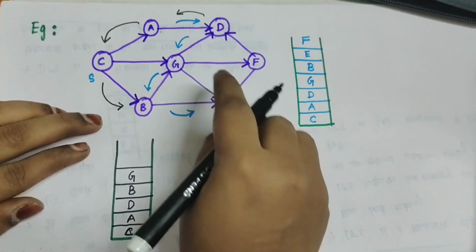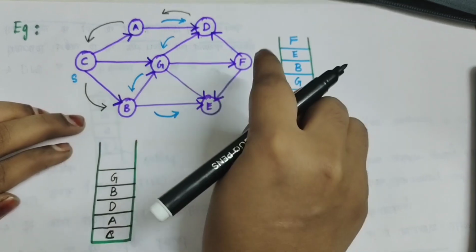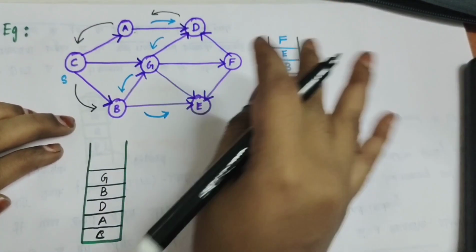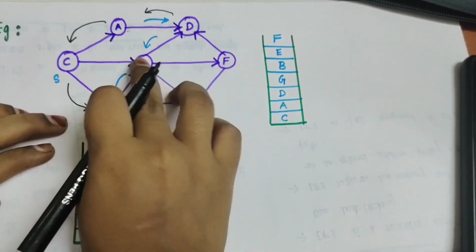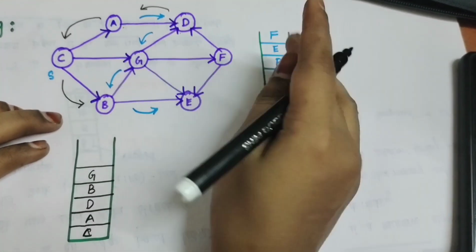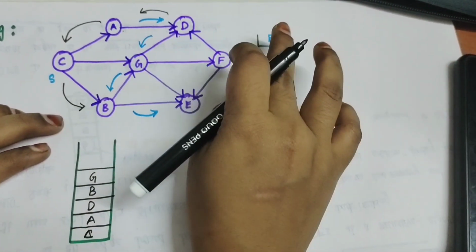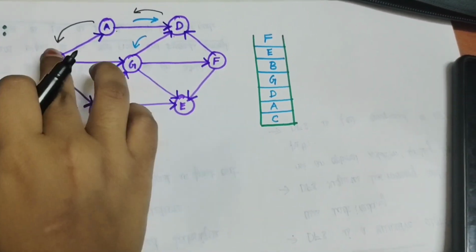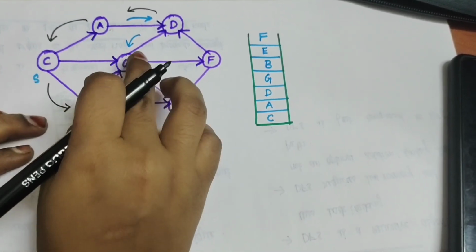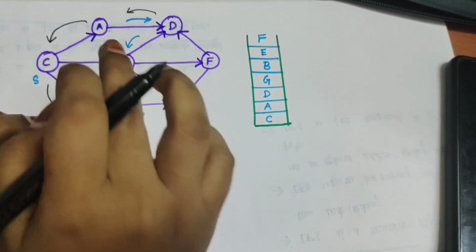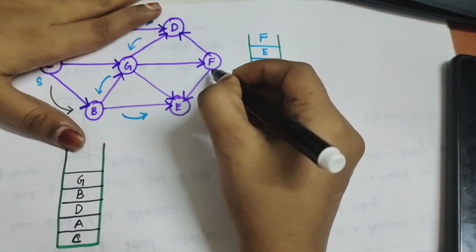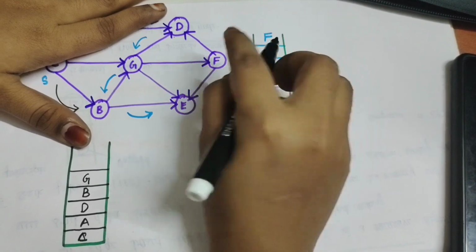So from G, again we have to see adjacent vertices which are pointing outwards from G. D is pointed out, F is pointed out, E is pointed out. But D is already a visited node, so we can't take it. And C and B are also adjacent vertices of G, but they are not pointing outwards from G, so we are not considering them. So we can take either F or E. I am taking F.